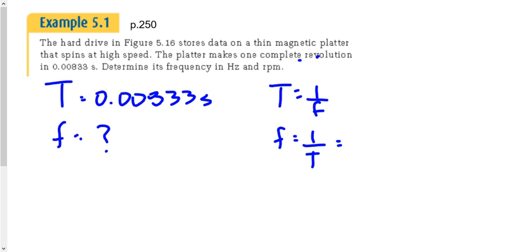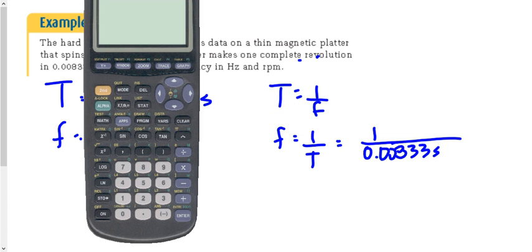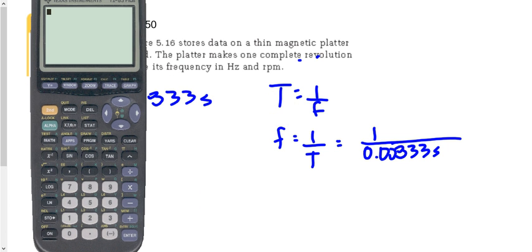1 over 0.00833 seconds. I'll show you a little trick on your calculator. It's not a big time saver, but sometimes it is, depending upon the context. If we type in 0.00833, and then we hit this little button here, x to the minus 1, that's the same thing as saying 1 over that. So we say it's 120.048.